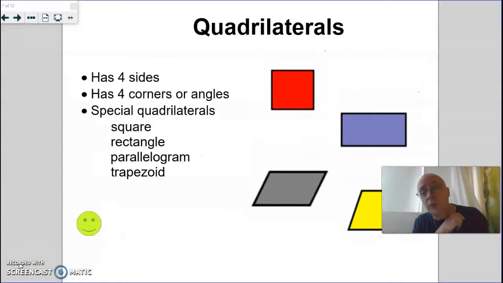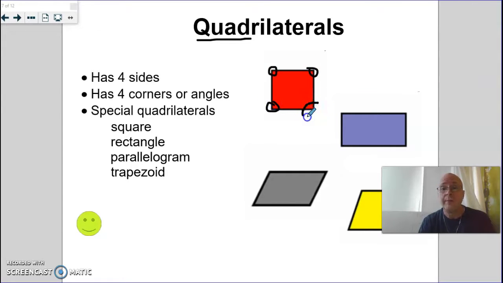Now we're going to move to a different kind of polygon called a quadrilateral. The prefix quad means 4. Quad means 4. All right? Quadrilaterals have 4 corners or 4 angles. 1, 2, 3, 4. Right? And there are some different kinds of quadrilaterals.